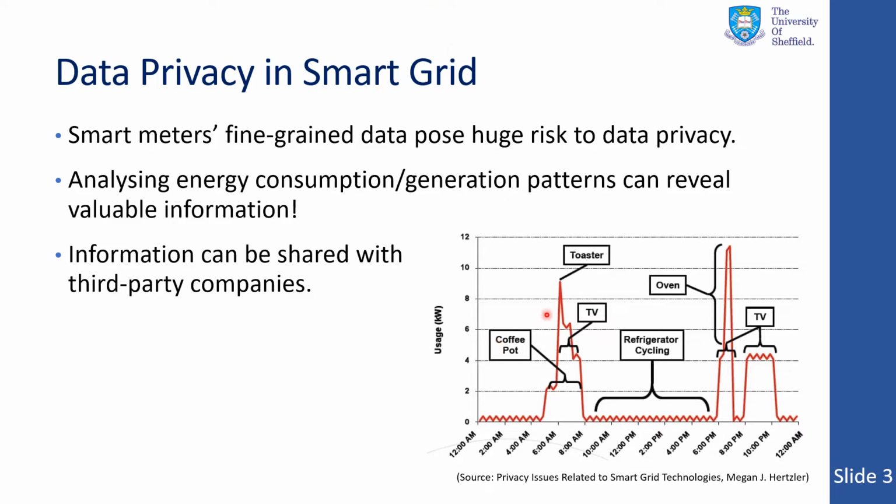If you see the figure to the right here, you can clearly see that analyzing the consumption of this person can reveal when he was sleeping, when he woke up, and when he left the house. Another great problem is that this information is not only shared with utility services, however, it can be sold to third-party companies for marketing purposes.